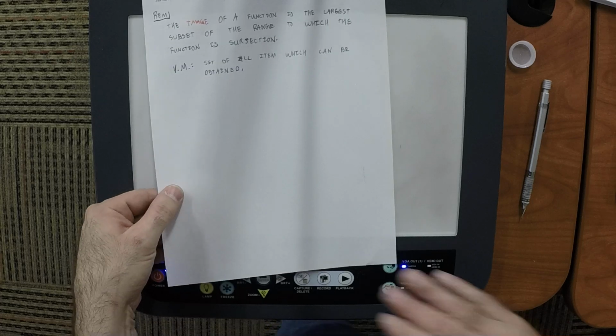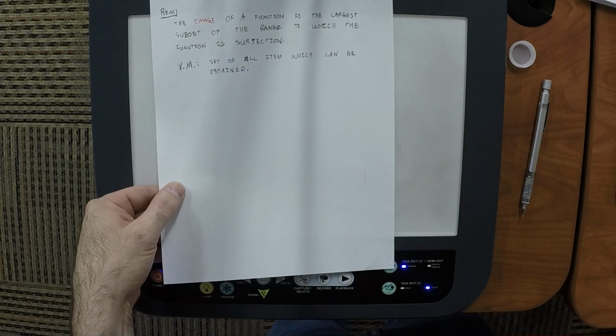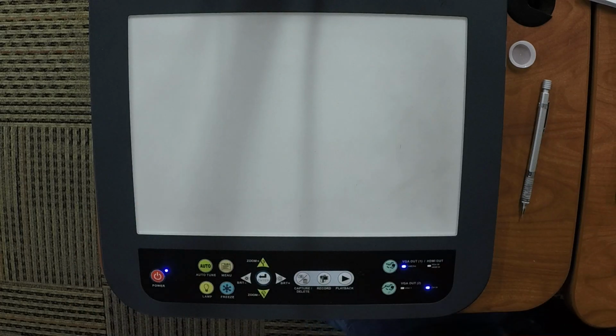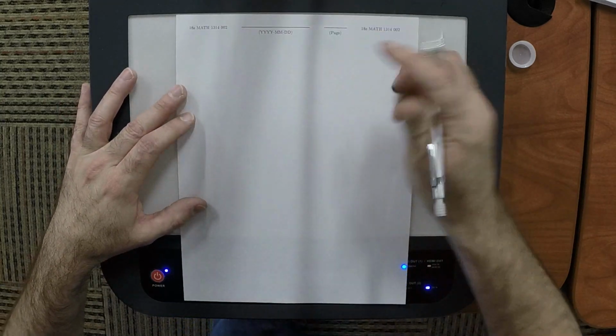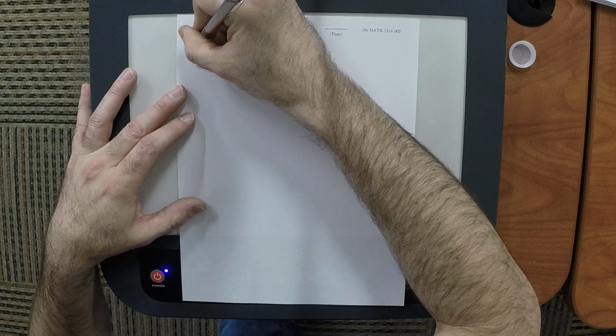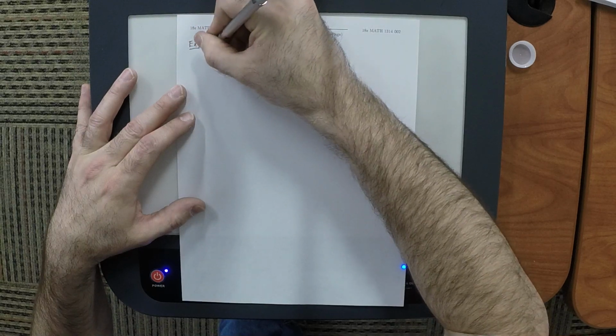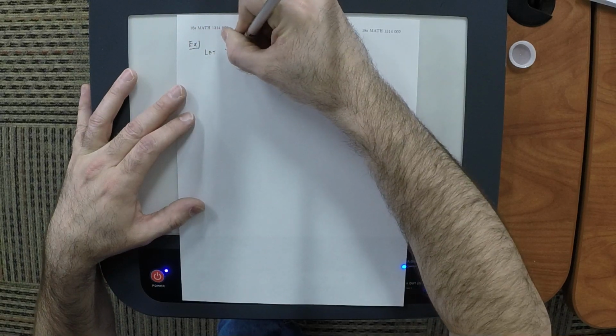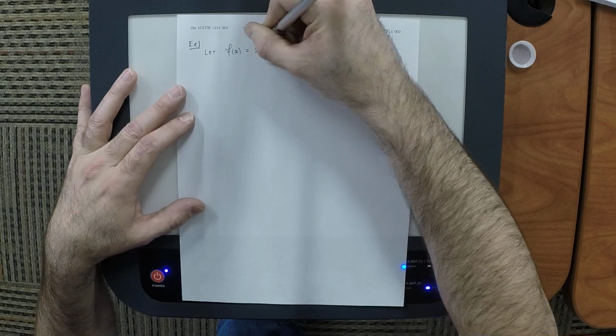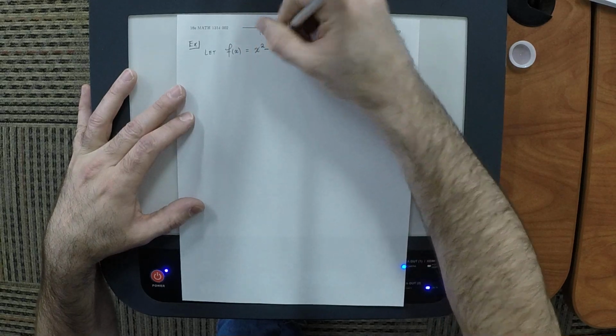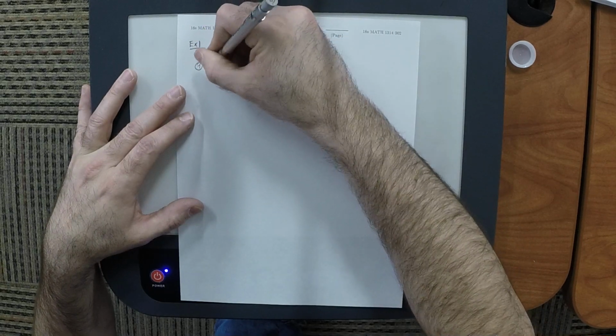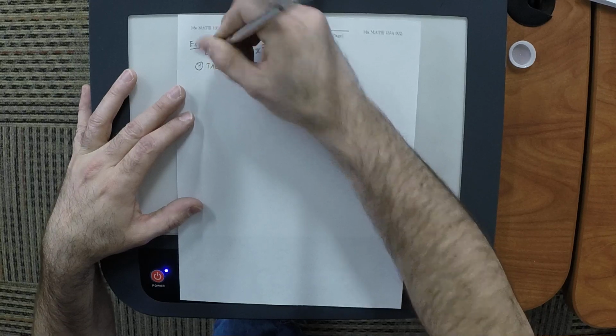Now I admit that this is pretty abstract. Let's work on it with some concrete things. Okay. So I'll say let f of x be x squared minus 6. In the first place, let's make a table.